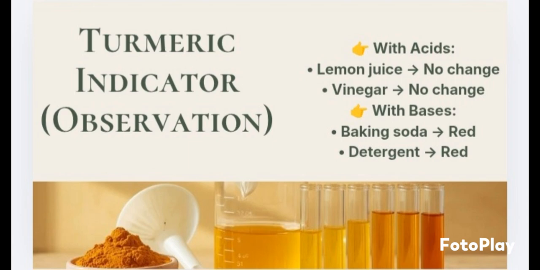Now the second sample is baking soda. Its color changes to red because its nature is basic. Now the third object is detergent powder. Its color changes to red because it is a basic substance. Now the last substance is vinegar. There is no change in color with vinegar because it is an acidic substance.